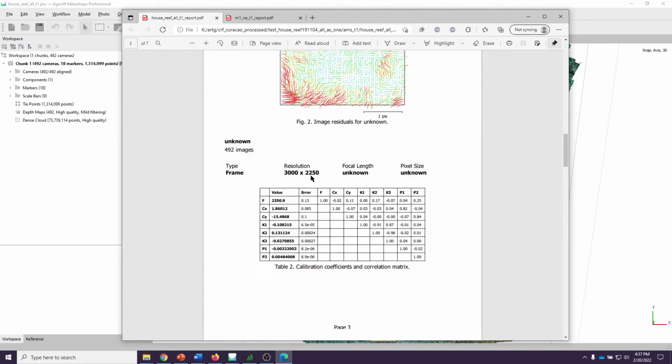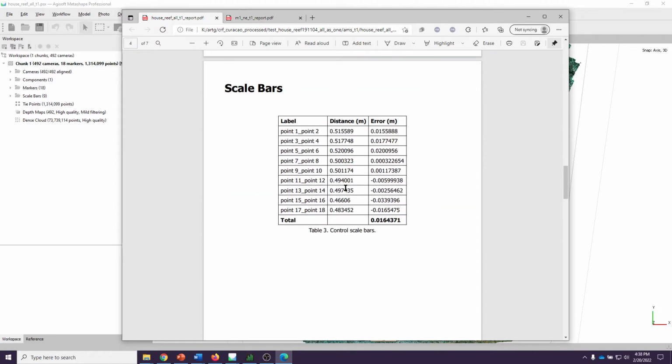But if you scroll down to the scale bars section of this report, you can see that there is systematic bias as you move from one end of the site to the other. Scale bars 1, 2, 3, 4, 5, 6 were at one end. You can see they all have slightly positive errors. 13, 14, 15, 16, 17, 18 were at the other end. They all have slightly negative errors. And the scale bars in the middle have values in between the ends at the extremes.